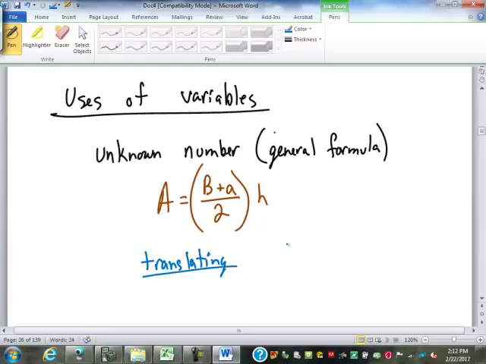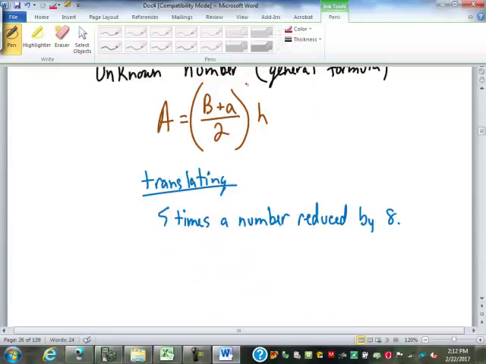Another way it kind of materialized for us is translating. We talked a couple weeks ago about if you're given a phrase, 5 times a number reduced by 8, what does that translate into? Well, 5 times the number is 5x. Reduced by 8 means we're subtracting 8 from it.